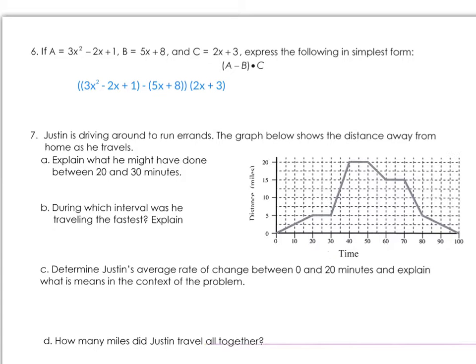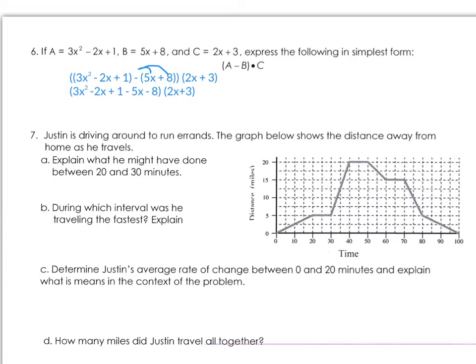When I do that, I'm using parentheses, I can see that I need to do what's in parentheses first. So I need to subtract these two first. Well, in order to do that, I need to distribute this negative to both things in the parenthesis here. So I have to distribute it to the 5x, which will make it a negative 5x, and to the 8, which will make it a negative 8. Then I have 3x squared minus 2x plus 1 minus 5x minus 8.